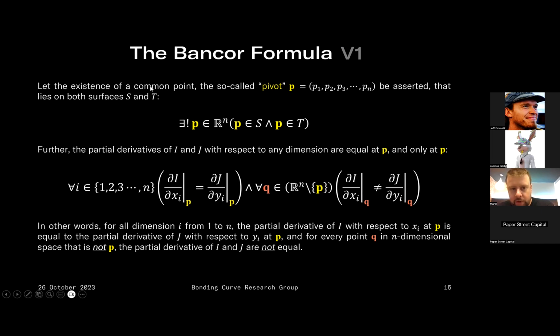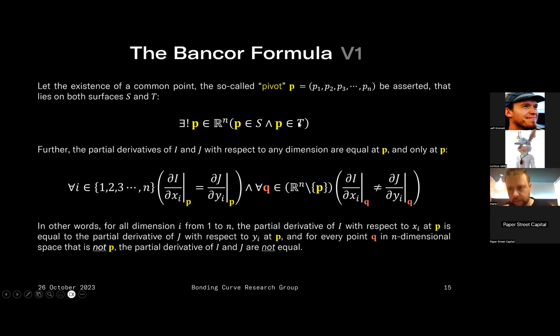Now I'm just going to declare that there is a point that I'm going to call the pivot, which is this lowercase boldface p, and I'm going to say that it is a point that is on both of those surfaces or on both of those curves. So again, to read this formal logic sentence, this just says that there exists exactly one point in n dimensions such that it is a member of both the sets S and T.